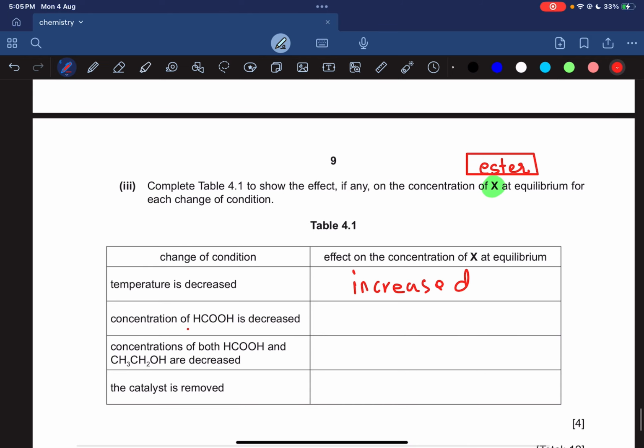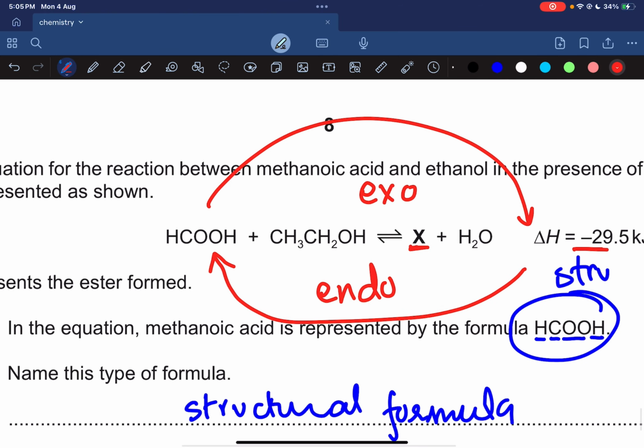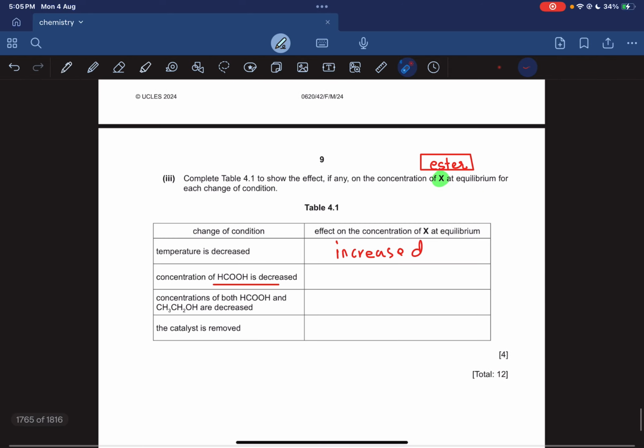Concentration of HCOH is decreased. Okay, the concentration of this thing is decreased, and when I try to decrease it, what will equilibrium do? Equilibrium will try to increase it, and to increase it, it will move backwards, and when equilibrium moves backwards, the amount of X is going to decrease.